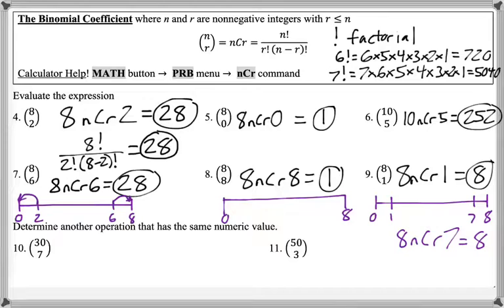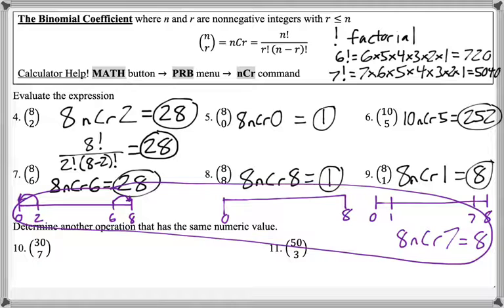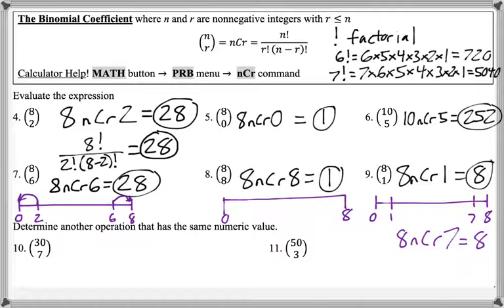The next part of the section says determine another operation that has the same numeric value. So this really has to deal with the patterns that we were talking about here. So we have 30 choose 7, and we need to come up with another operation. So let's look at the number line.